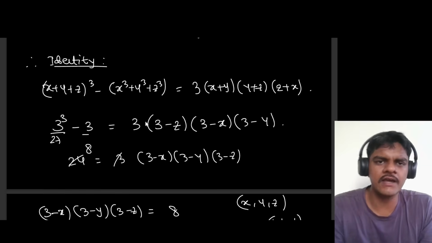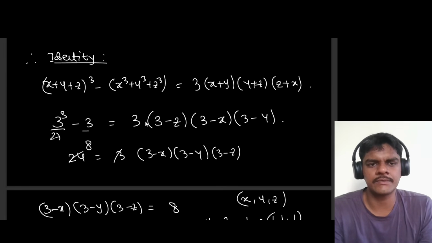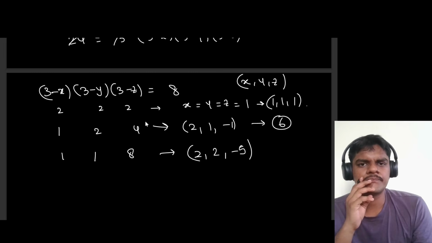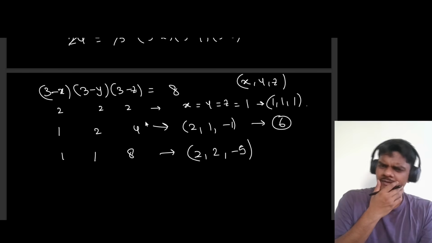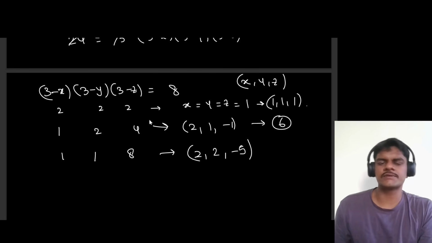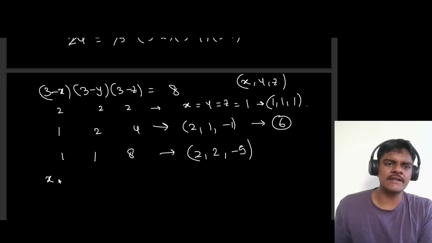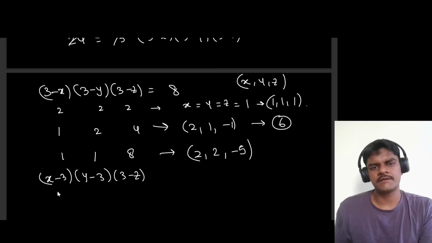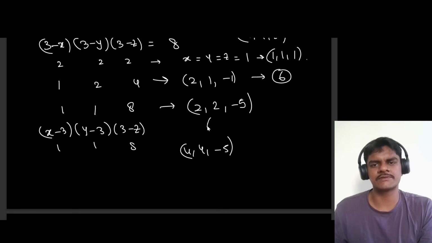right? But what are we asked exactly? How many non-zero integer solutions? So non-zero, we are doing it. It's not a problem. Okay, so we are done. No issue. We don't have to find positive solutions or anything strictly, so we can do this: 2, 2, that, or we can also write it like (x minus 3)(y minus 3)(3 minus z). And if this is 1, this is 1, this is 8, something like that, then I'll have 4, 4, minus 5. That is also possible.